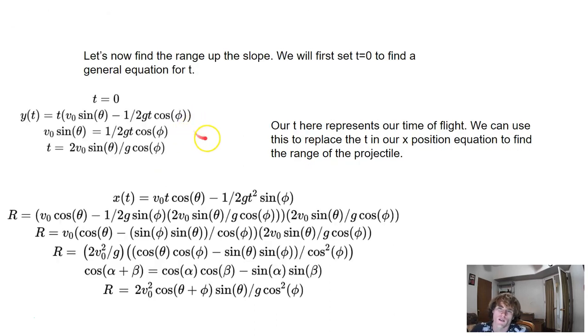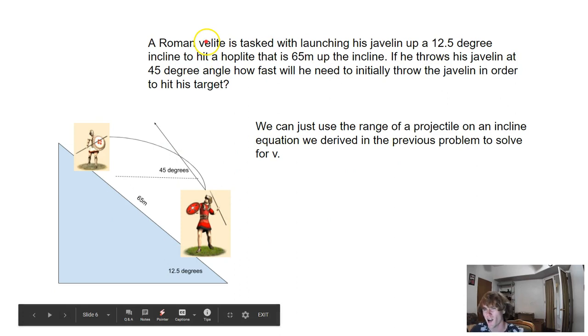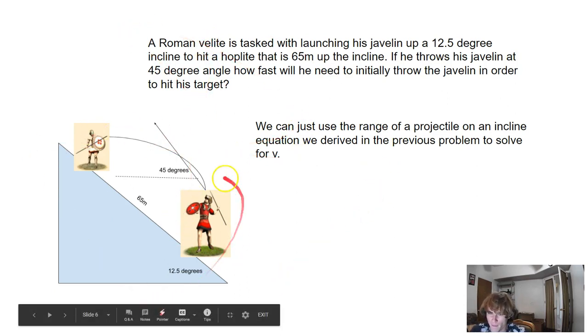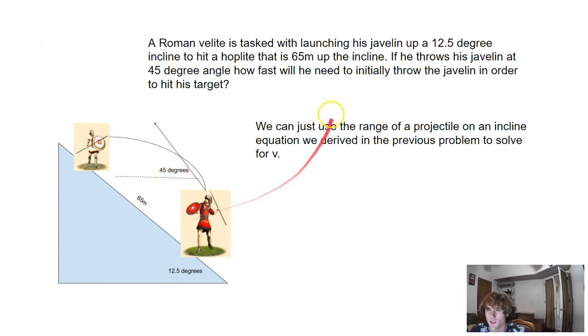Lastly, I have a problem to show this range equation that we derived. A Roman velite is tasked with launching his javelin up a 12.5 degree incline to hit a hoplite that is 65 meters up the incline. If he throws his javelin at a 45 degree angle, how fast will he need to initially throw the javelin in order to hit his target?